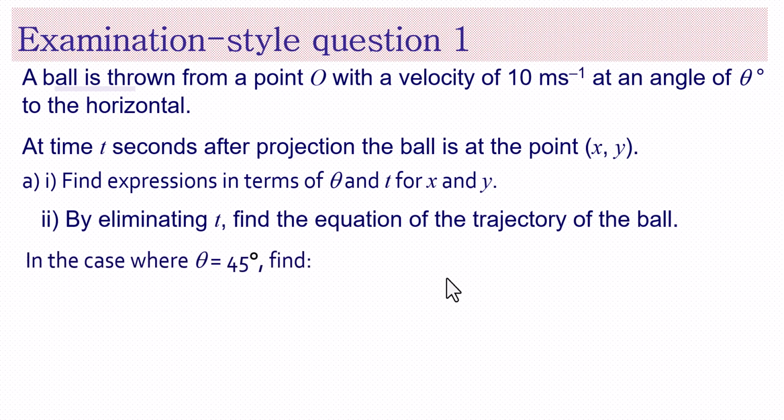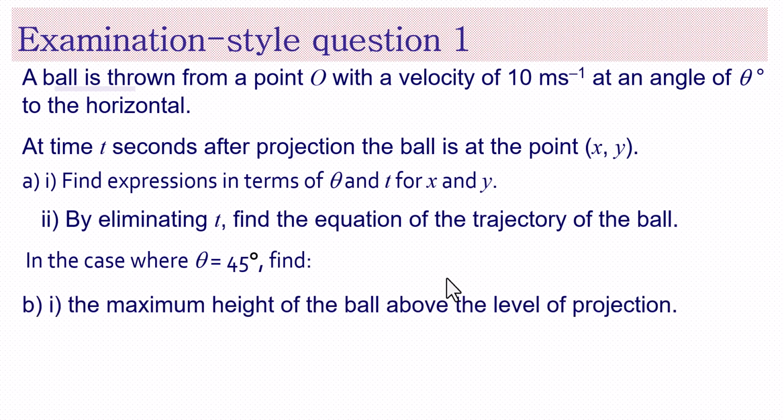And then they are saying, in the case where theta is equal to 45 degrees, find, part B, Roman 1, the maximum height of the ball above the level of projection, and Roman 2, the time of flight. So in here, we're going to find the expressions in terms of theta and t for x and y. Let's start with the expression for x, the horizontal displacement.